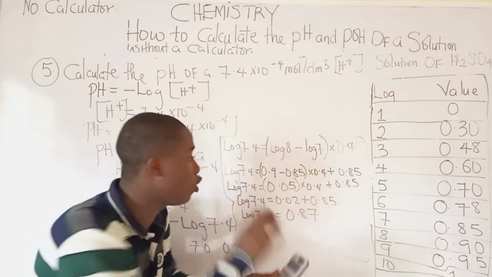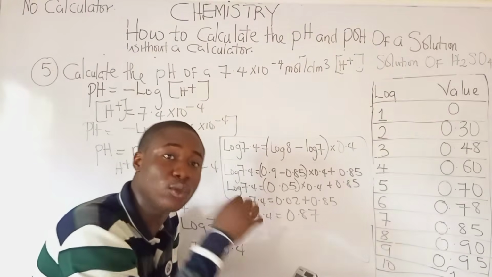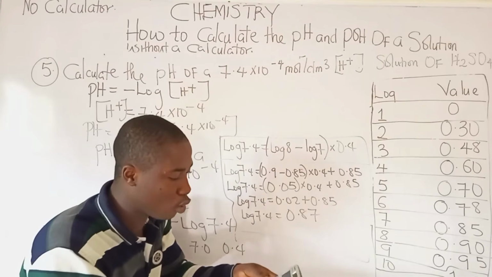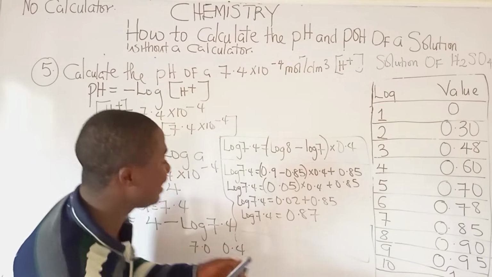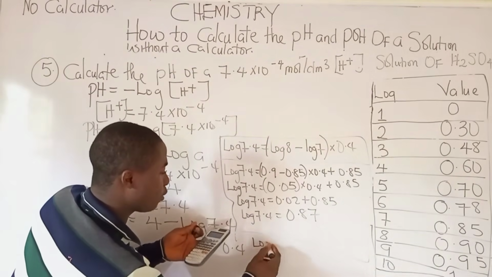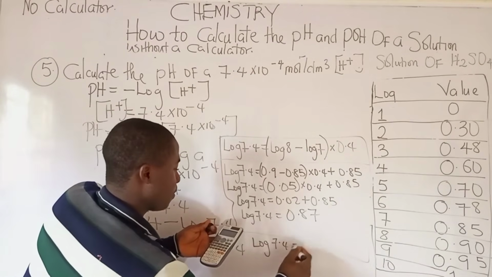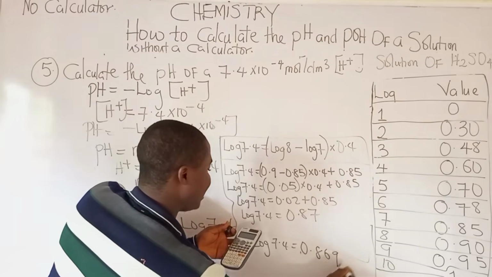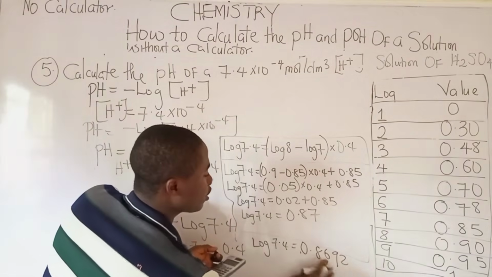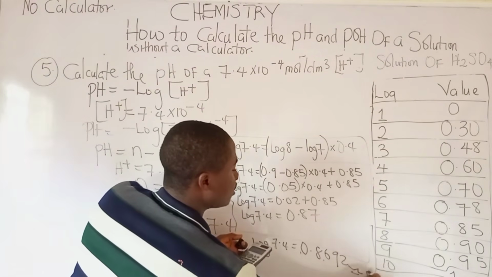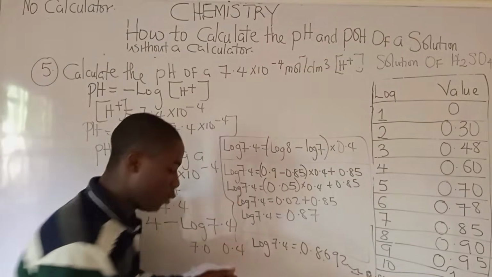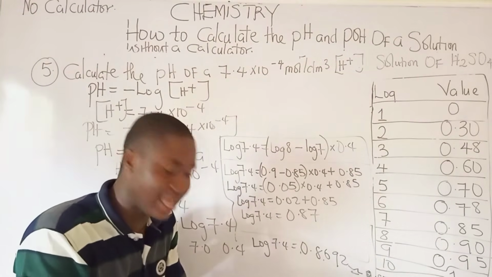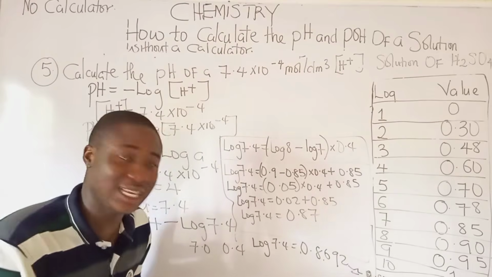Now let's check the calculator. Let's see if we are going to estimate this range of value. So log 7.4 basically gave us in the calculator 0.8692. You can see it is approximately 0.87. So without using a calculator, you can actually get the answer without stress, as seen in this example.